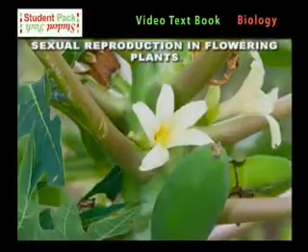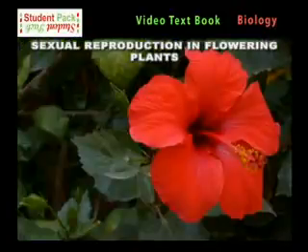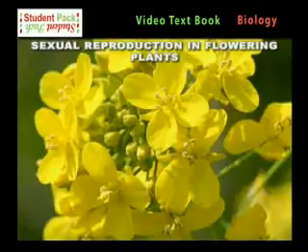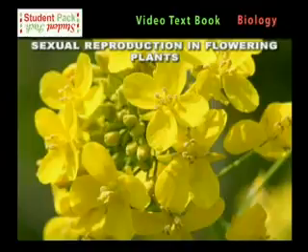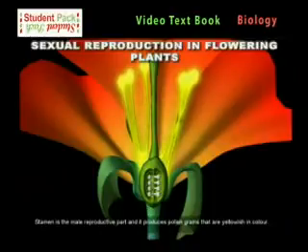The flower may be unisexual, like in the case of papaya or watermelon, when it contains either stamens or carpels, or bisexual, as in the case of hibiscus or mustard, when it contains both stamens and carpels. Stamen is the male reproductive part, and it produces pollen grains that are yellowish in color.